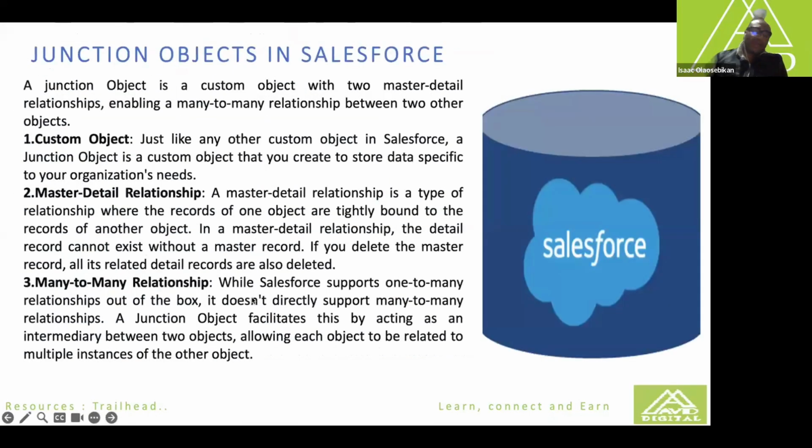Junction objects. I haven't discussed junction objects with you. We have been used to two relationships, and those two relationships happen to be the lookup relationship and the master-detail relationship. I've demonstrated master-detail relationships at length. There is another relationship that needs a junction object to actually work.